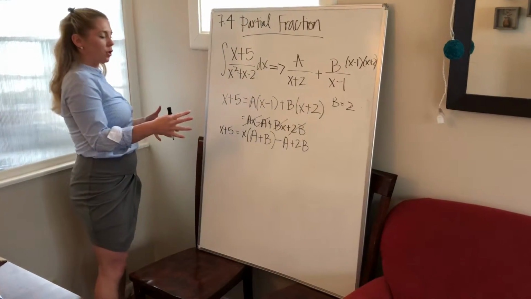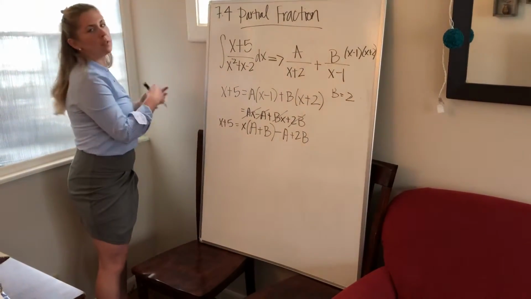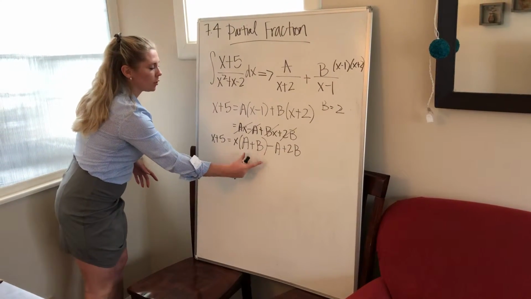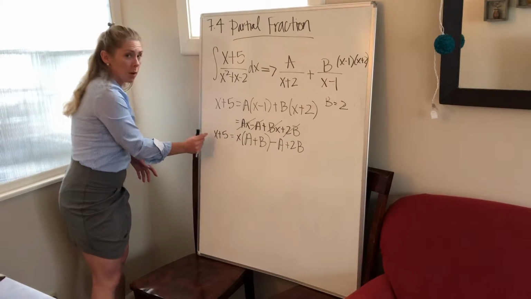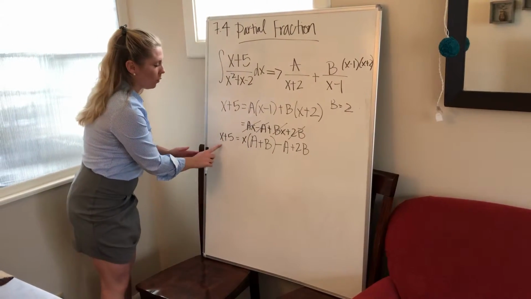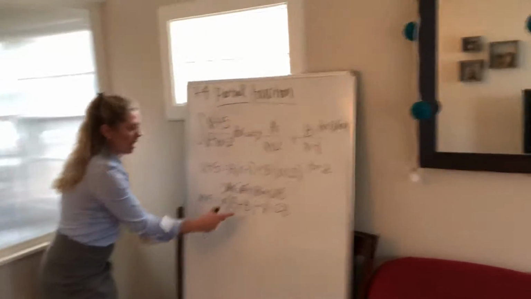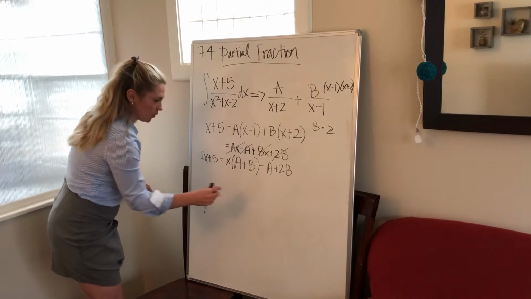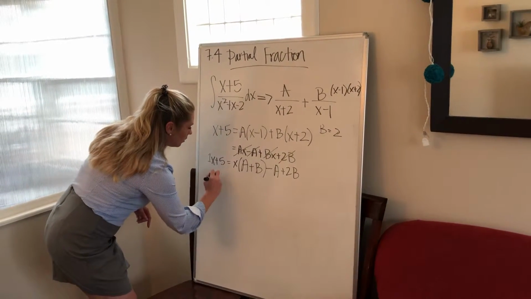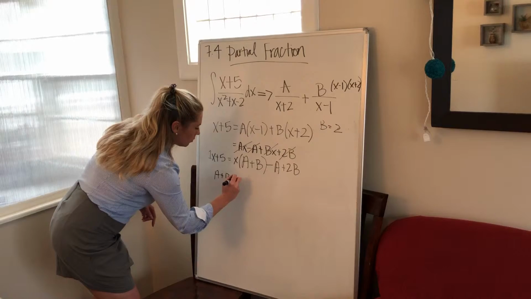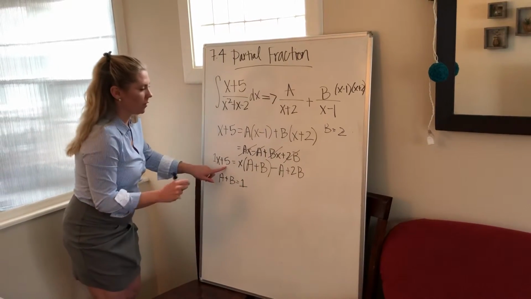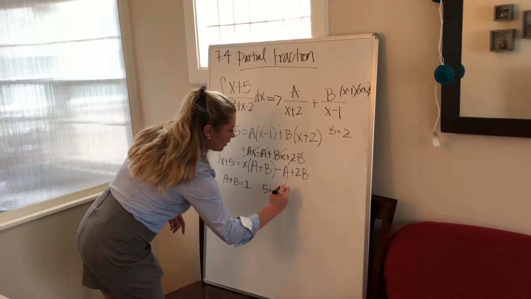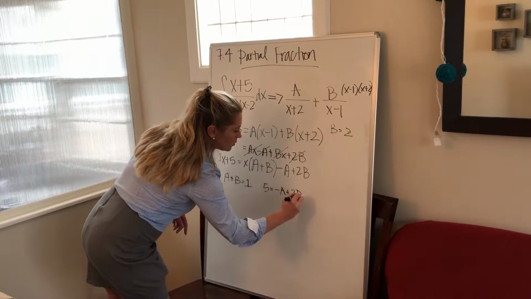So if we had more terms here, let's say if we had x cubed plus x squared, whatever is inside, we're going to set it equal to the coefficient in front of that corresponding term. So here I have an x to the 1 power, and inside I have a plus b. So we can imagine that there's a 1 here, for example. So a plus b is going to equal 1. And then 5 is going to equal negative a plus 2b.